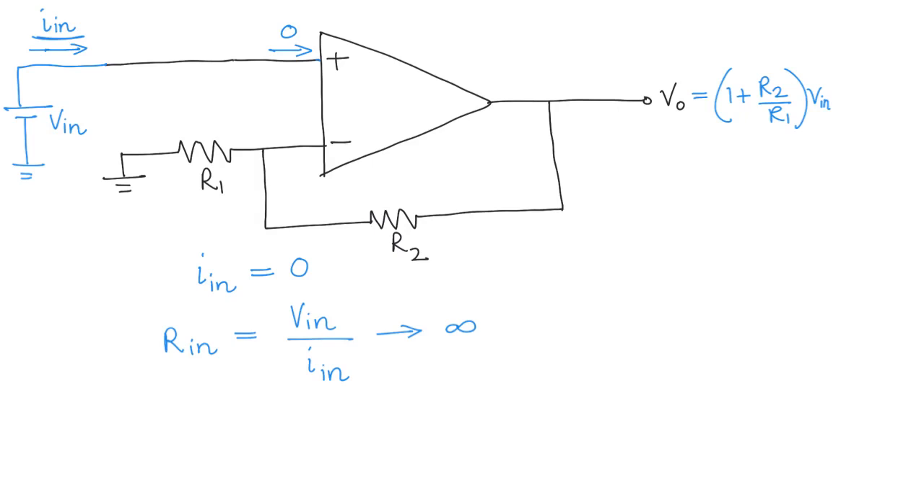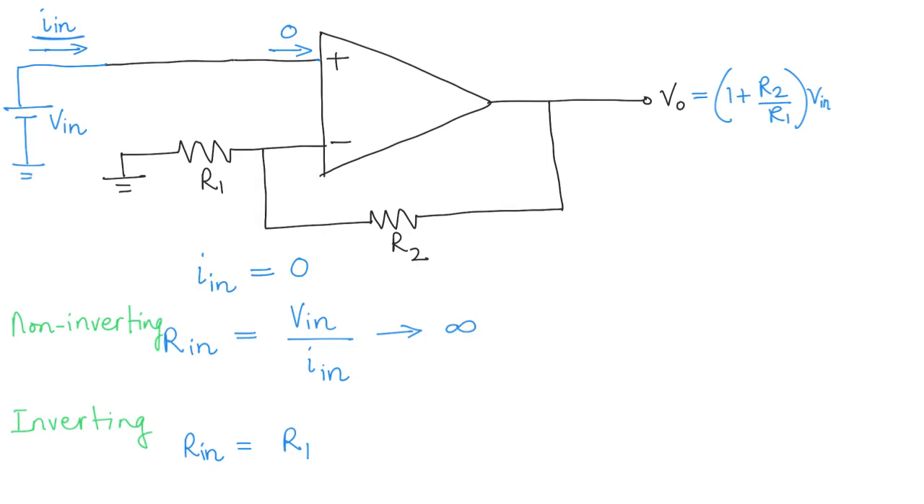So for the non-inverting amplifier, we have this I in. Let me just write non-inverting here, because I am going to put the value for the inverting amplifier here. So for the inverting amplifier, what was my R in? My R in was equal to R1. And for the non-inverting amplifier, my R in is infinite.